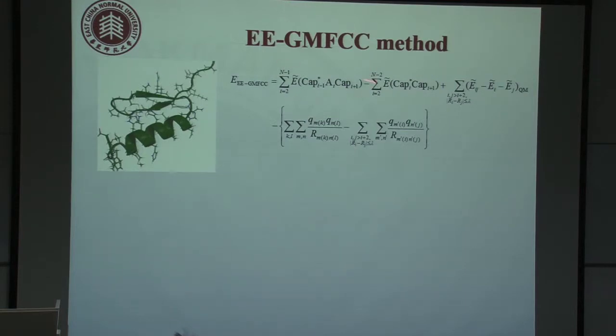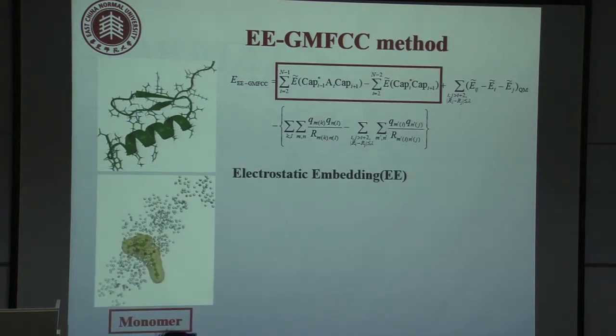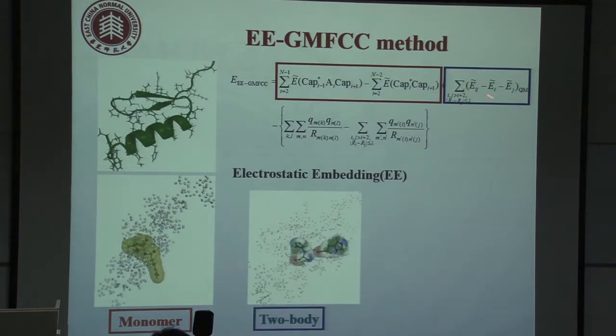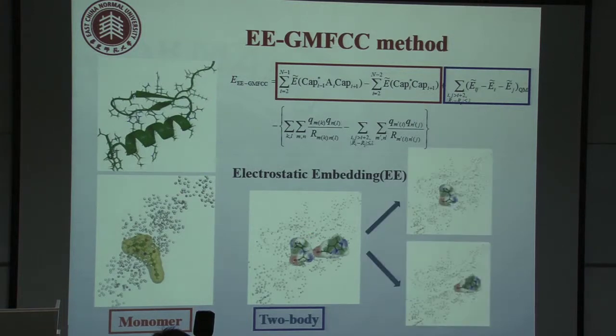So here, for this part, we use this MFCC expression. And also, when we calculate this monomer energy, we always use point charges to represent the environmental effect. And also, for this two-body interaction, we also use this electrostatic embedding and calculate this two-body interaction energy term.